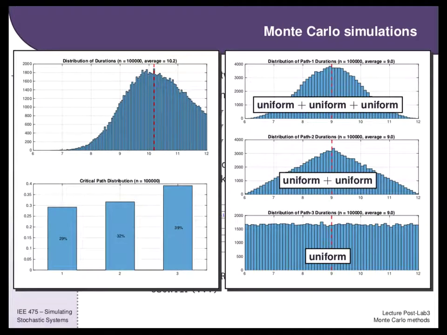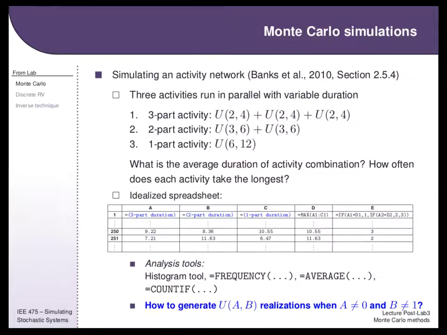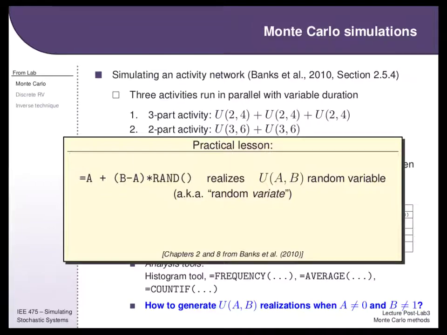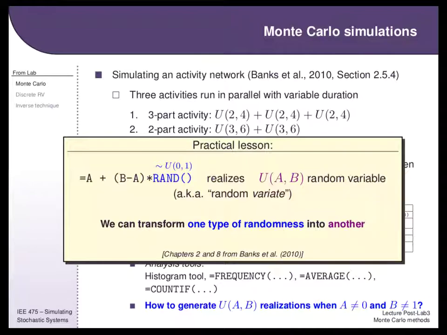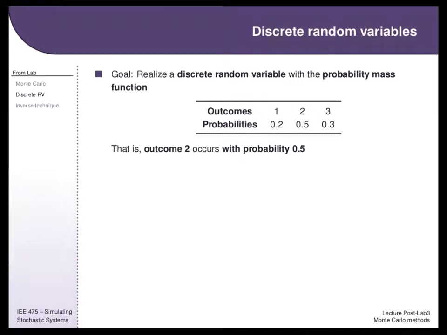But the big takeaway message I want you to take away from that is how to generate these uniform random variables by scaling. We talked about this formula: you take rand, multiply it by how big the range you want it to be, and then add the lowest number of the range, and that realizes a uniformly distributed random variable between A and B. So the message here is that we can take one type of randomness and turn it into another. Let's unpack that a little bit.